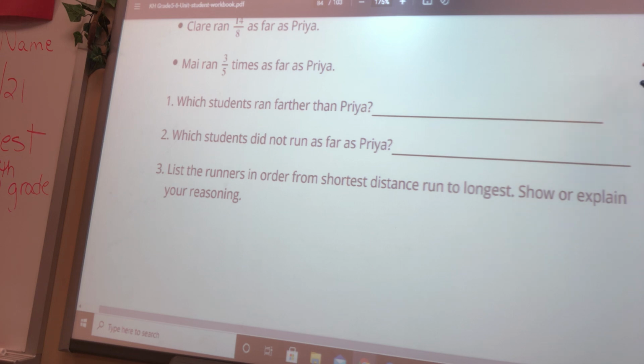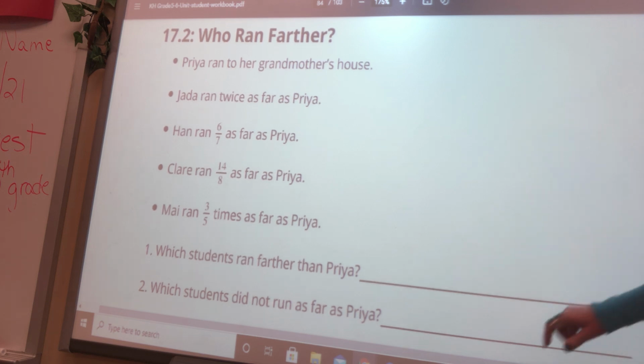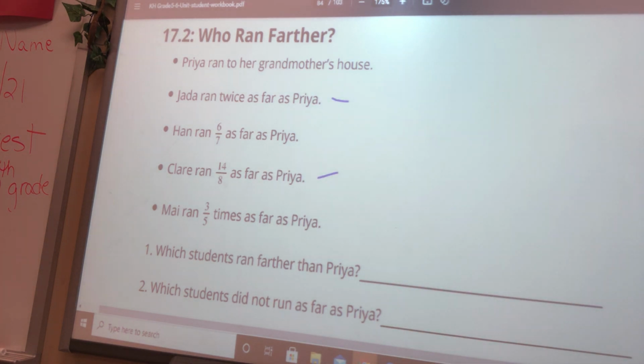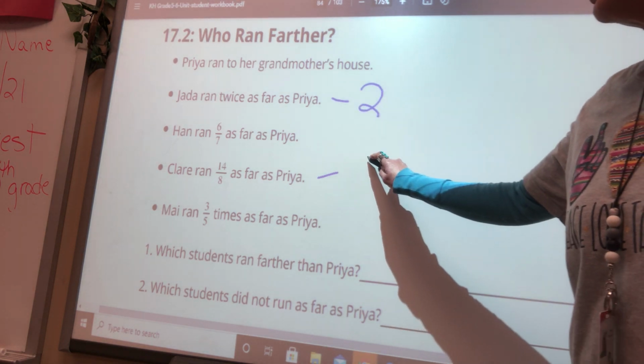List the runners in order from shortest distance to longest run. First of all, who do we know ran the farthest? Priya. I mean, Claire. Jada. Right now, I hear these two the most. How would I compare that? Well, first we need to find out how much Priya ran to find out how much Jada ran. No, we don't have to know how far Jada ran, because twice is 2 wholes, and 14/8 is only like a whole and 6/8.